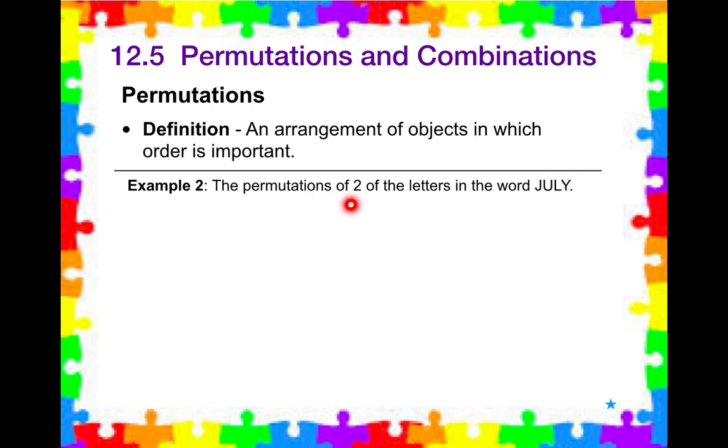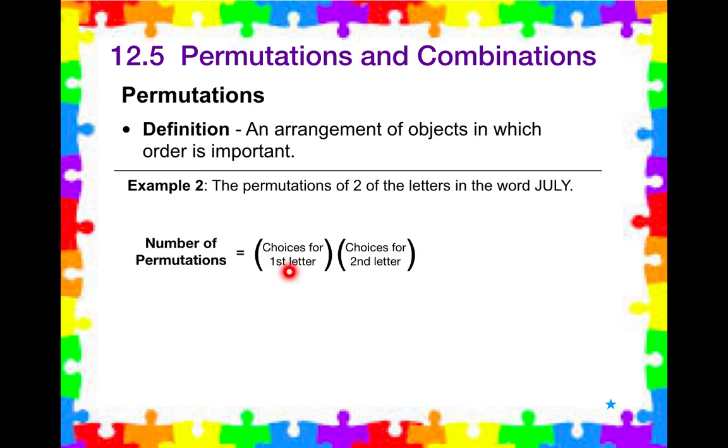Let's look at the permutations of 2 of the letters in the word July. What if we just chose 2 of them? What are the different outcomes that could happen? Well, we have the choice of the first letter and the choice of the second letter. The first letter, there are 4 different ways that we could choose it. And choosing the second letter, there are 3 different ways we could choose it. So the number of permutations is 12, or 4 times 3. Therefore, the number of permutations of grabbing 2 letters in the word July is going to be 12, where order matters.